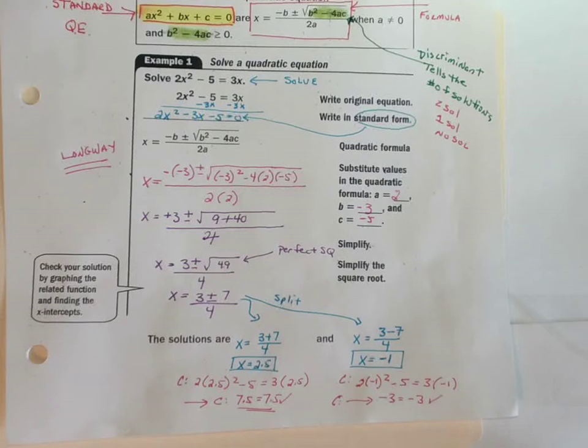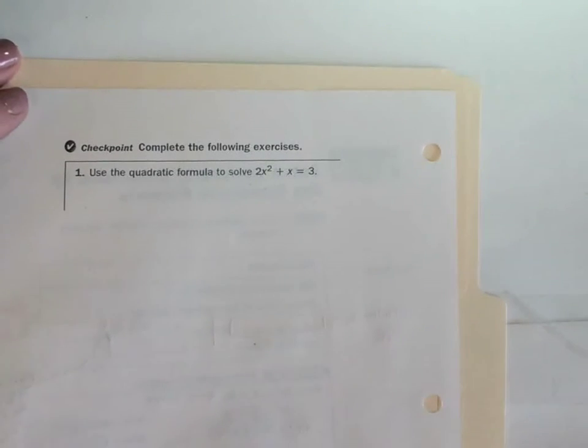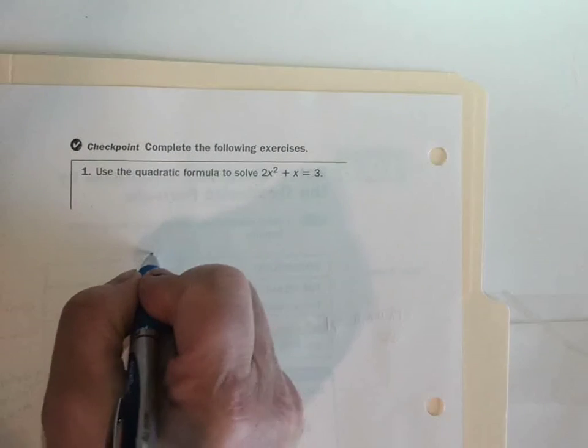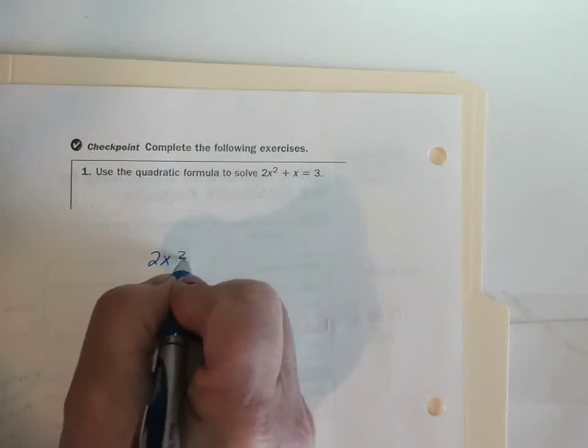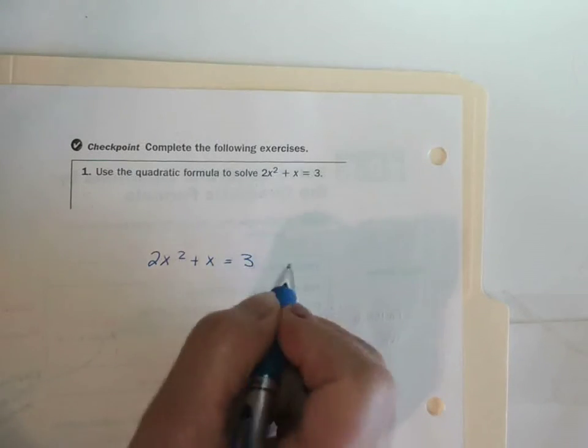And I'm going to show you on the next problem the minimum steps that I want to see when you're doing this problem. A problem with using the quadratic formula. Okay, so let's just rewrite this so you can see all the steps. 2x squared plus x equals 3.